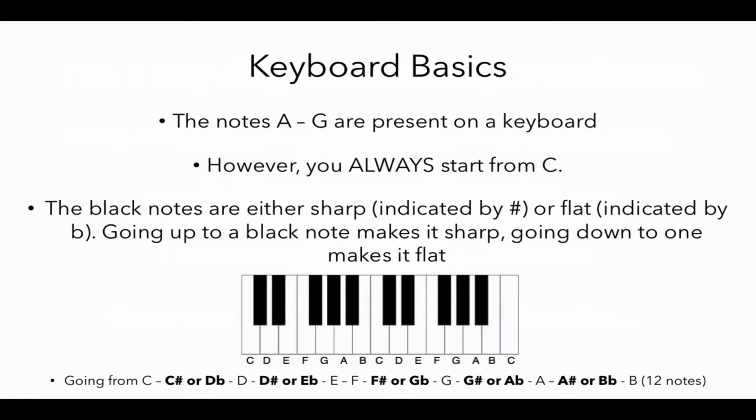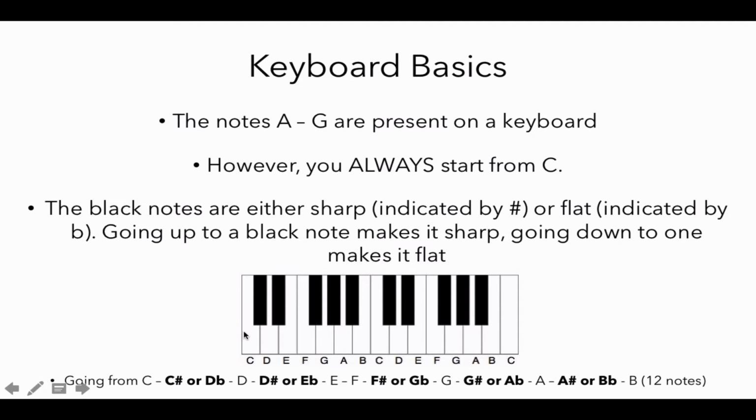Now the first thing you're going to need to understand is keyboards. The notes A to G are always going to be present on a keyboard, but you're always going to start at C just down here. Whether it's a piano or a MIDI keyboard, they all start at the note C. Now the black notes on a keyboard are named depending on which direction you come at them from. So if you come at them from the right, then they're a flat of the note that you just passed, and if you come up at them from the left, then they're a sharp of the note that you just came past.